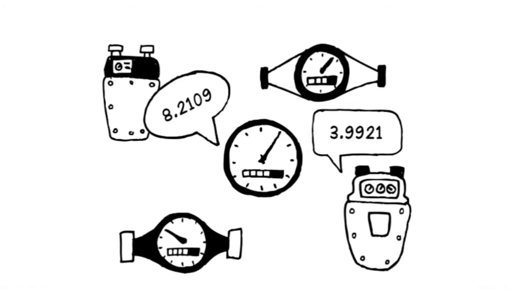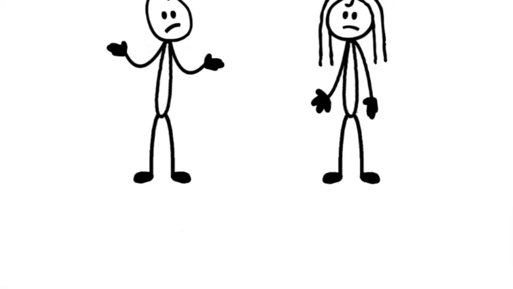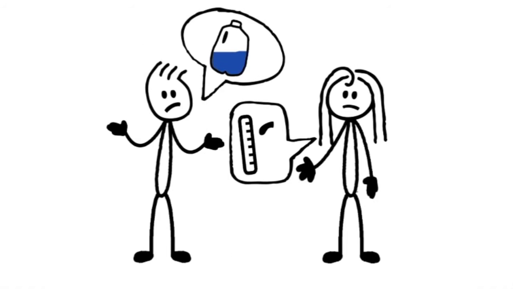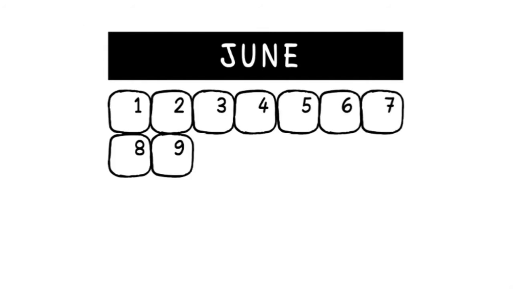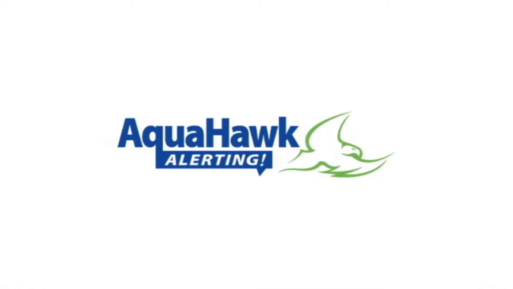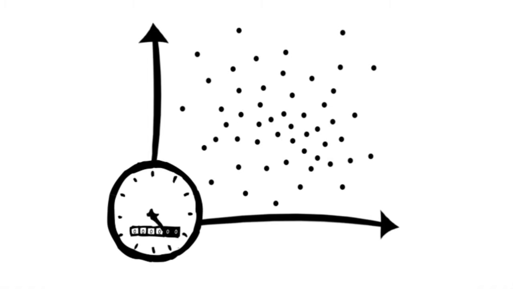You've invested in a fixed-based AMI system, or smart meter network. You can gather reads every day. But can your customers see how much water they're using anytime during the billing period? AquaHawk alerting. What do you do with the millions of data points you collect every month?